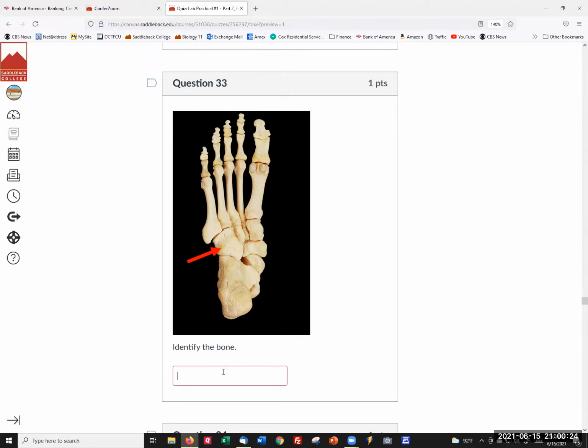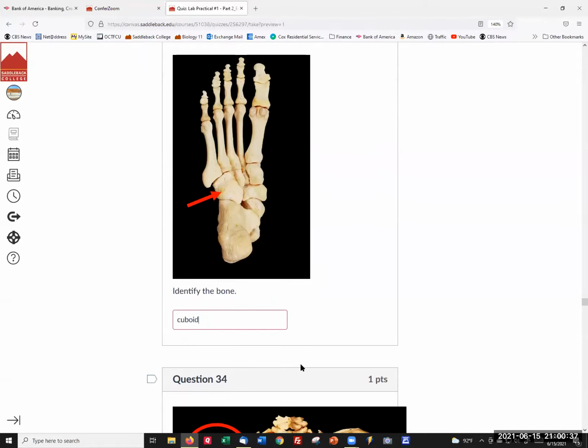I broke that bone. I will never forget it. How'd you break it? Dancing on point shoes. Oh, okay. I hate dancing. Sorry. It's not bad to look at sometimes.